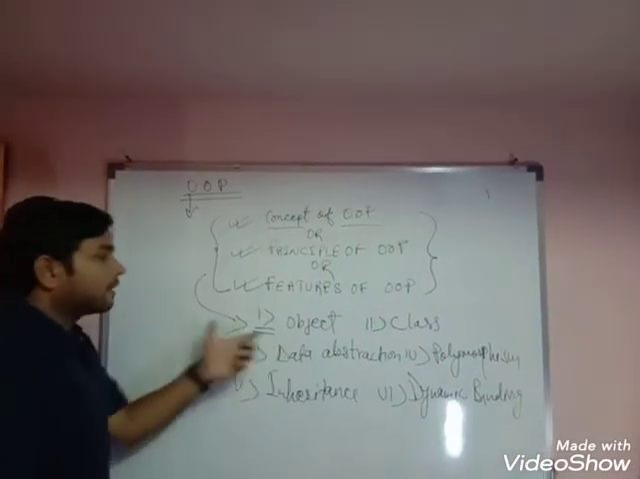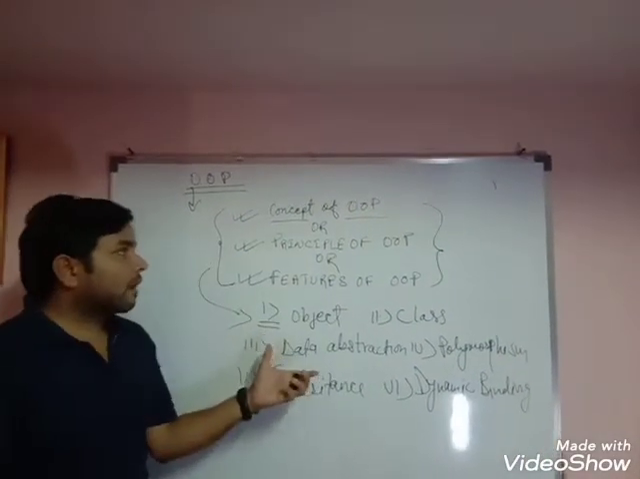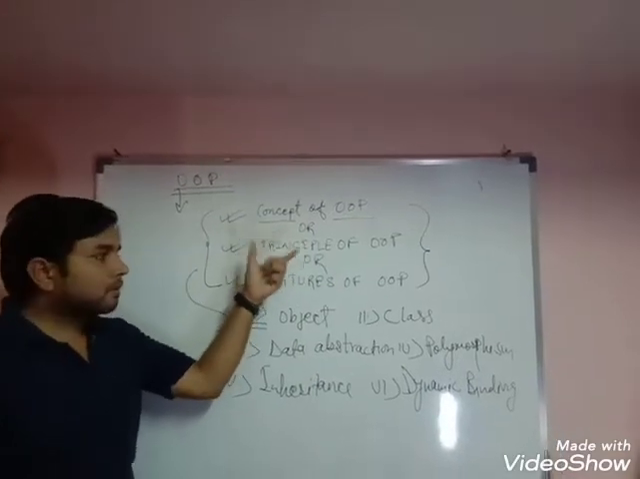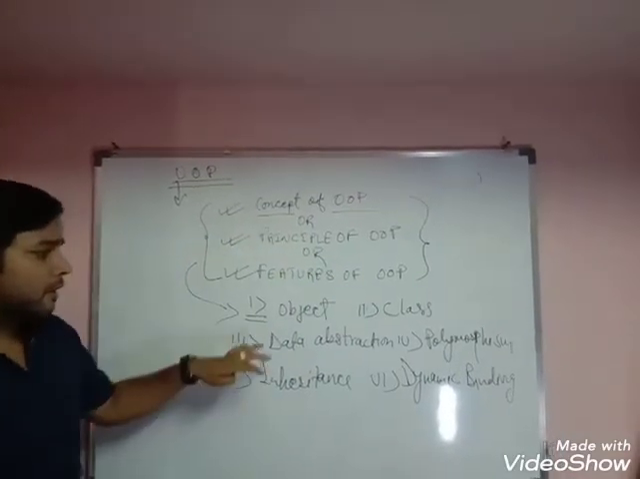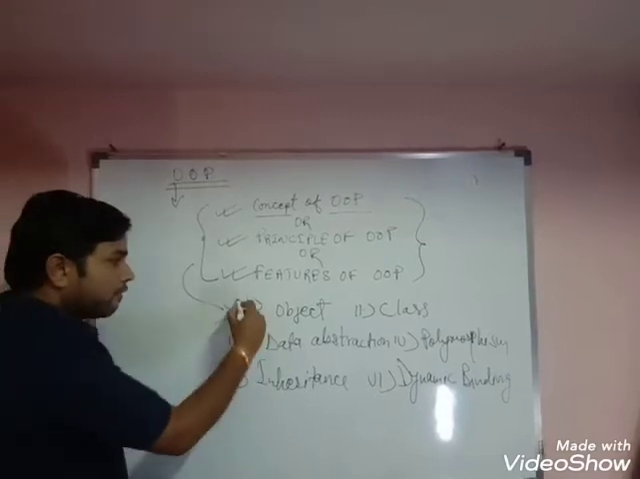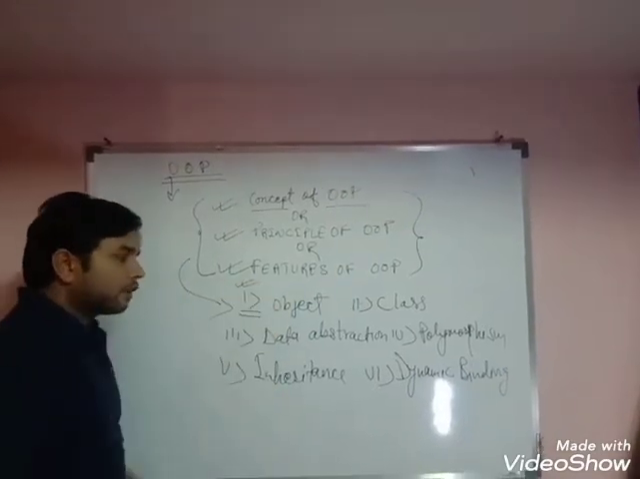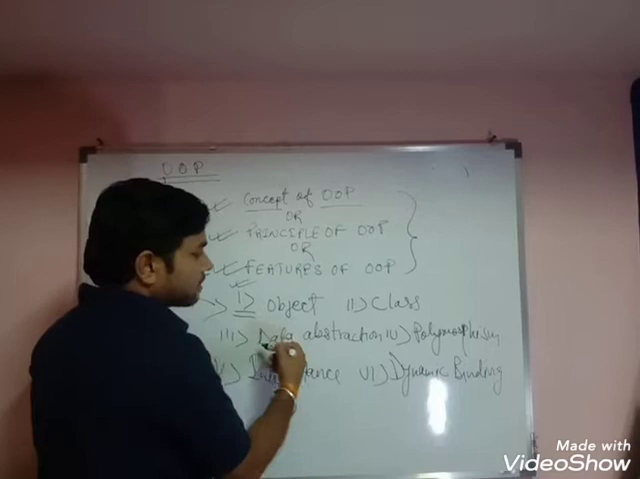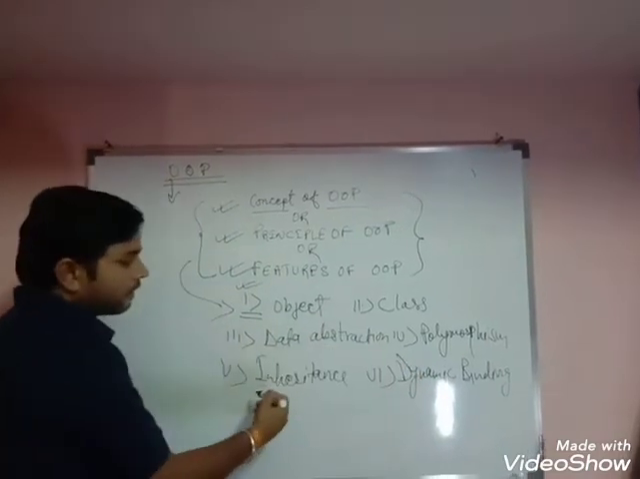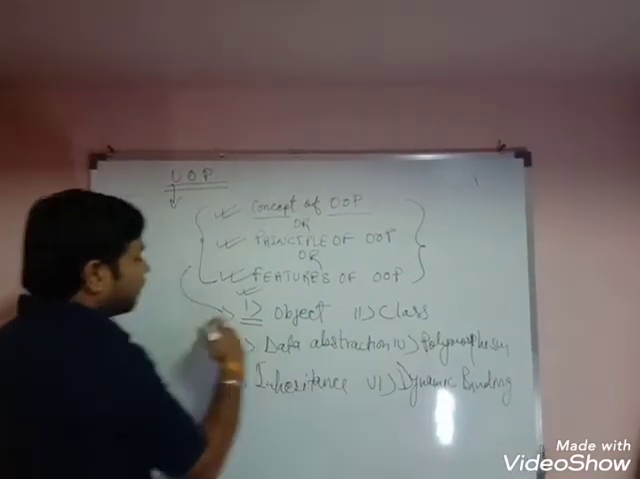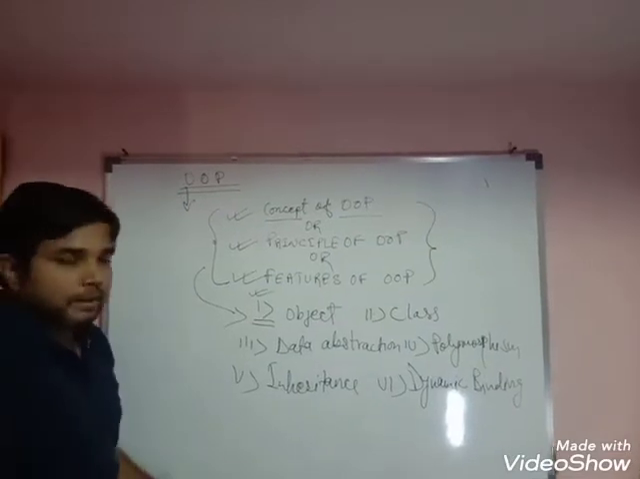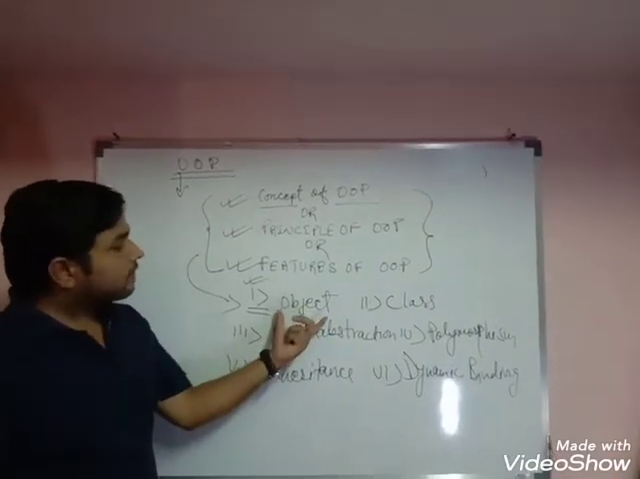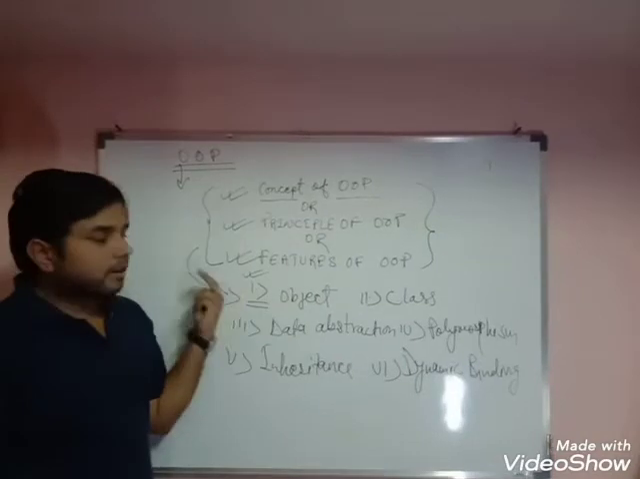So these all are the features, or concepts, or principles of object oriented programming. What are the principles of object oriented programming? You have to write: object, class, data abstraction, polymorphism, inheritance, dynamic binding. These are all called the principles of object oriented programming. So we will start with the object. About the object we have already learned.